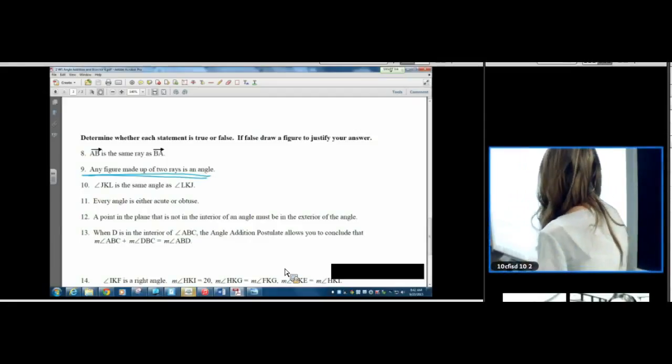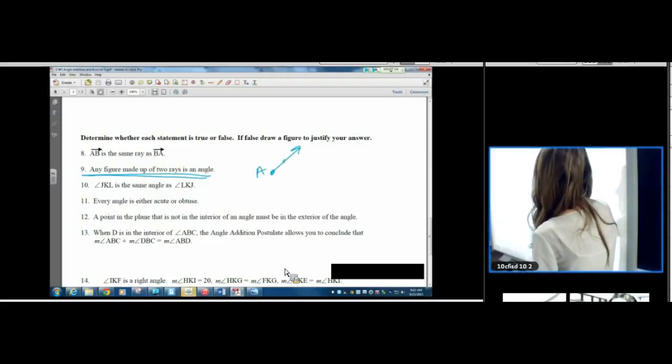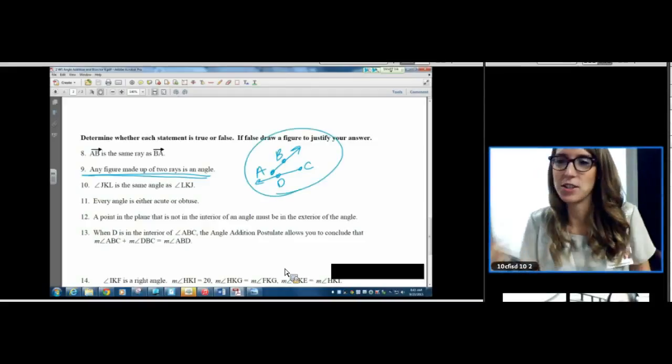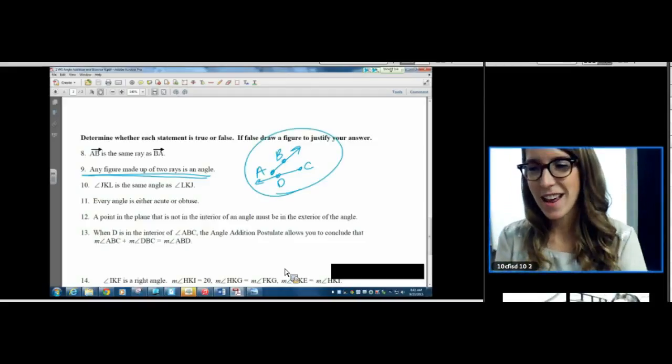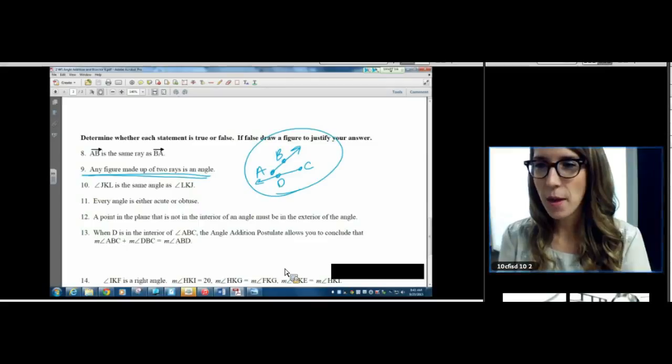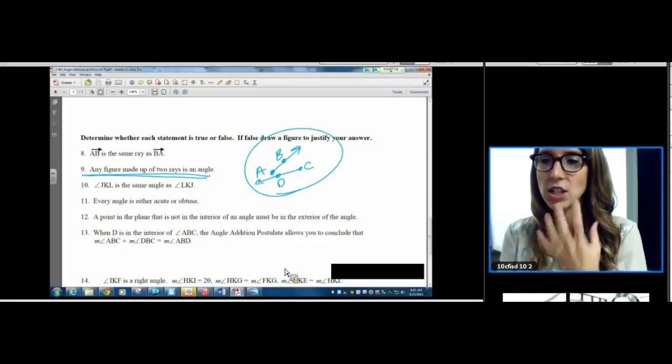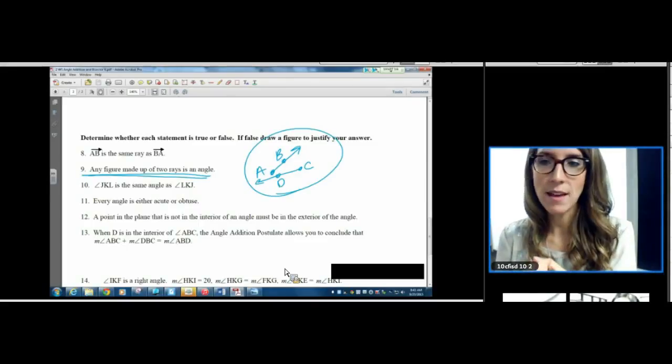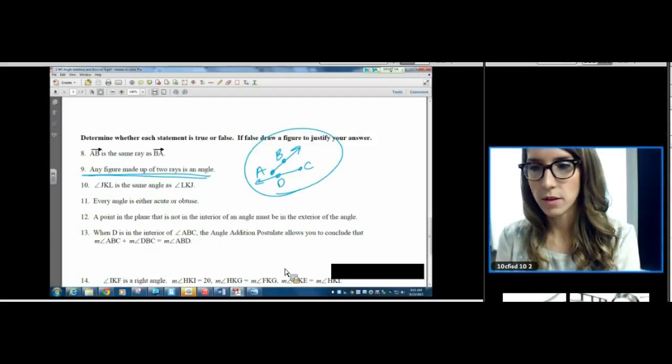So, I mean, technically I could have a figure. Here's ray A, B, and then here's ray, I don't know, C, D. And that's my figure, and I've got 2 rays, but I don't have any angles at all. So that one's kind of silly, but anytime you can think of a way to make it false, then that makes the whole statement false.